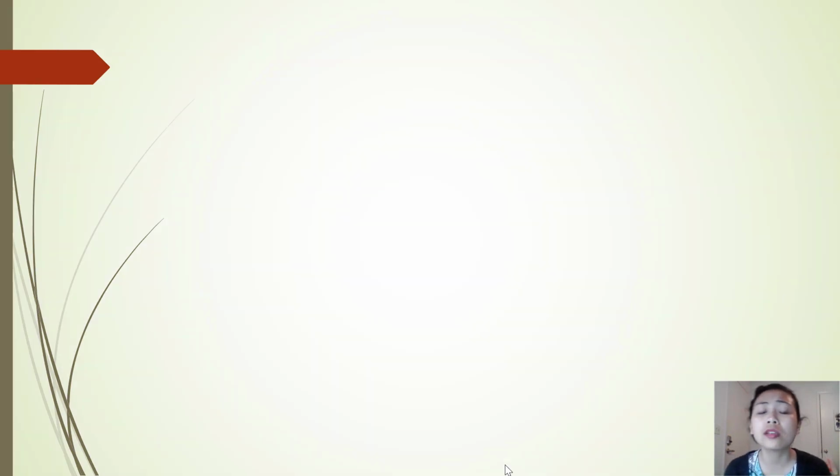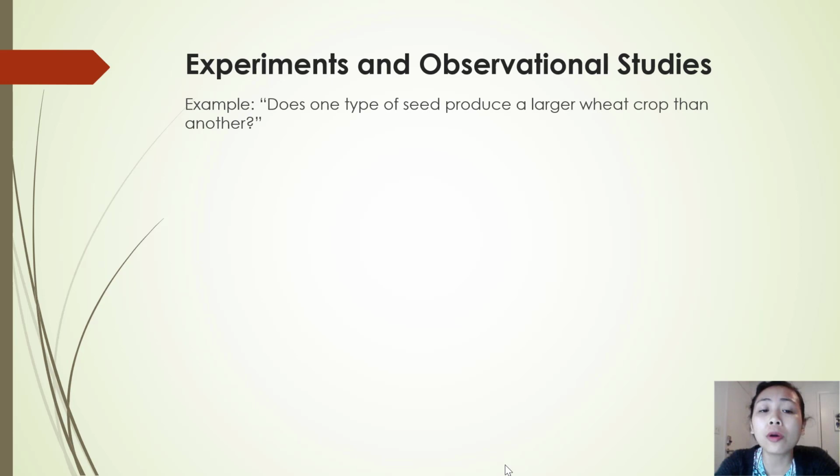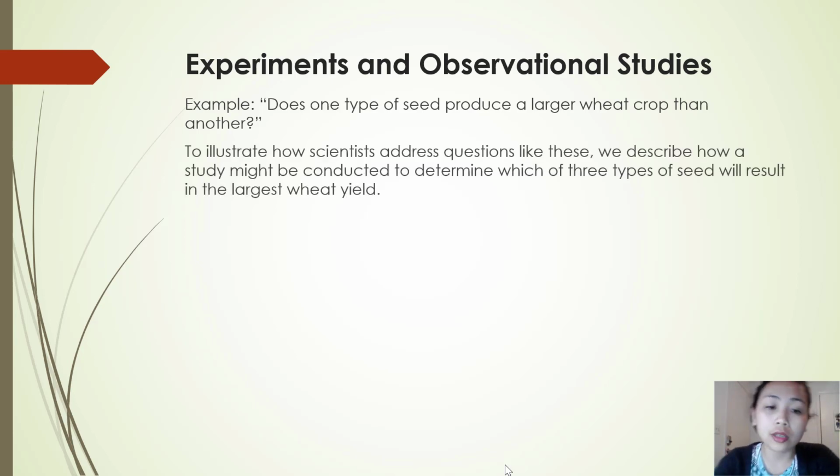In design of experiments, the first thing I would like to go over is the difference between experiments and observational studies. To understand how a statistical study works, let's look at this example. Suppose you are interested in investigating if one type of seed produces a larger wheat crop than another. So here's how you conduct a study. To illustrate how scientists address questions like these, we describe how a study might be conducted to determine which of the three types of seed will result in the largest wheat yield.